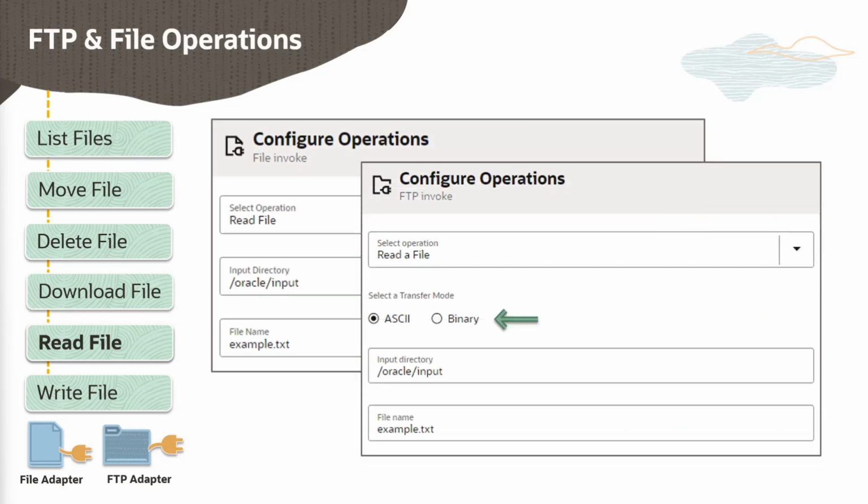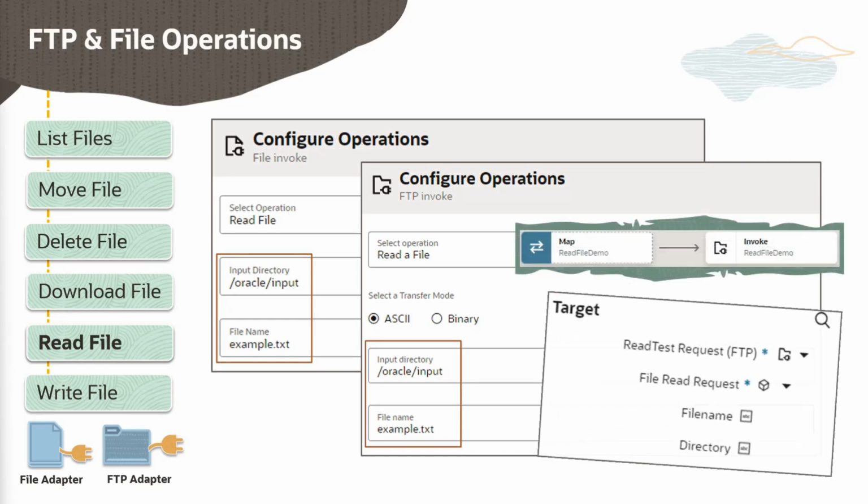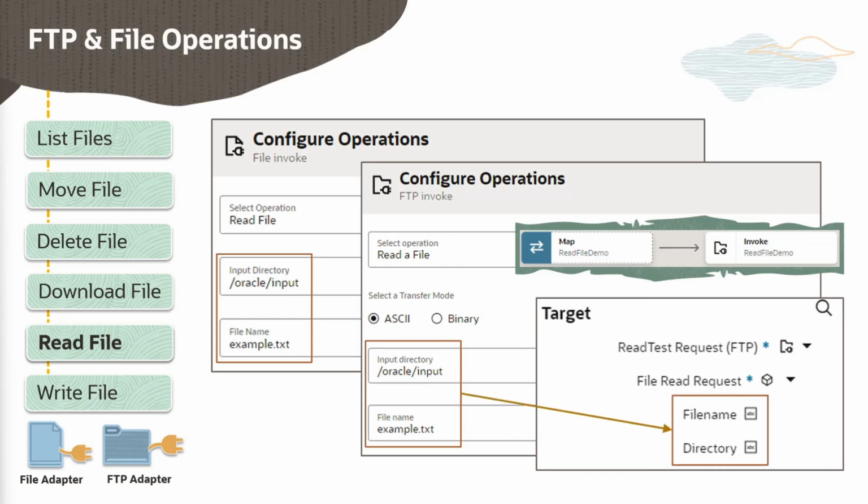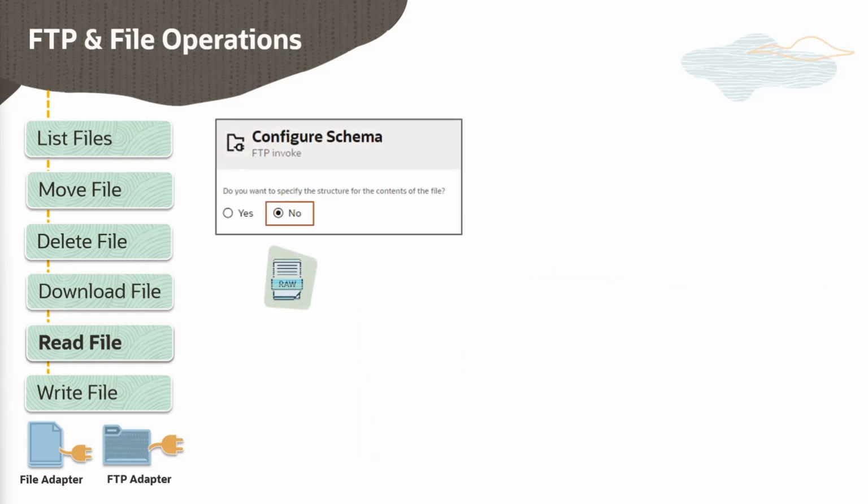Once you select the read file operation for the FTP adapter, you select a transfer mode, where you'll want to use usually ASCII for structured files and binary for opaque files. Then indicate the directory location as well as the name of the file. Incidentally, just like the download file operation fields, the map action will later allow you to dynamically provide values for these fields as well. However, it is this next configure schema page that is quite different.